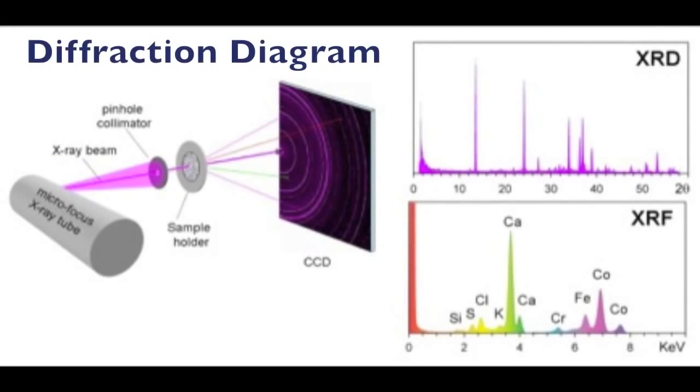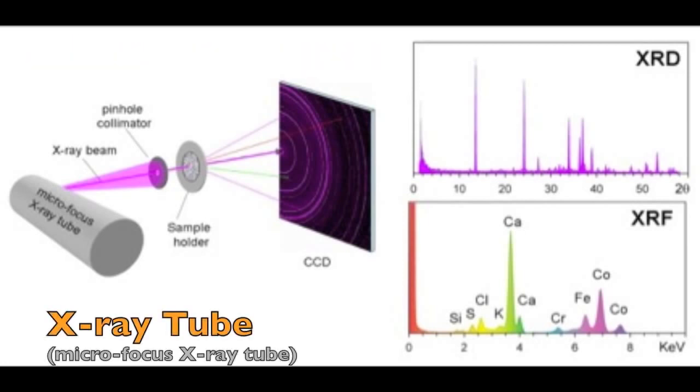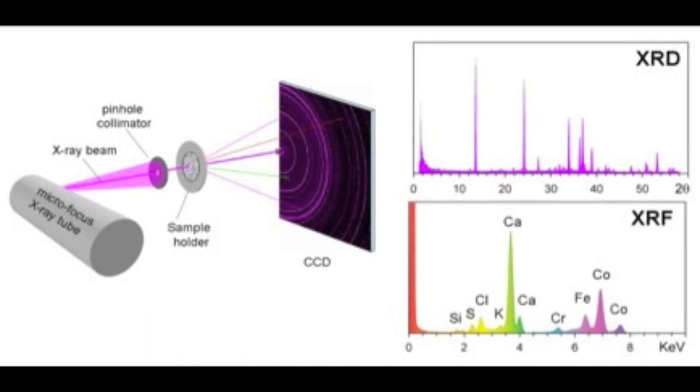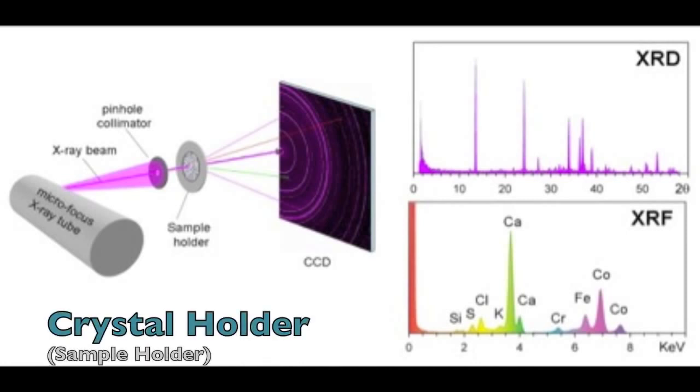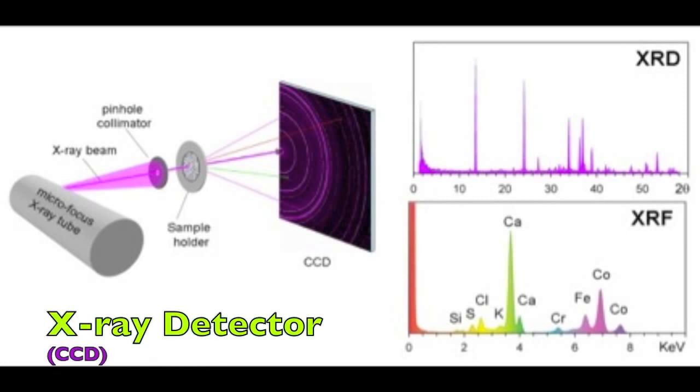In this diffraction diagram, a three-dimensional view of the block diagram is illustrated. Beginning with the X-ray tube, denoted here as microfocus X-ray tube, is where the target material is dislodged of electrons, producing X-rays. The X-rays are then directed through a pinhole collimator or an X-ray monochromator. Passing through those, they reach the crystal holder, denoted here as the sample holder. This is holding the crystal and allowing the X-rays to interact with the crystal. After the X-rays are diffracted through the crystal, they reach the X-ray detector, denoted here as CCD.